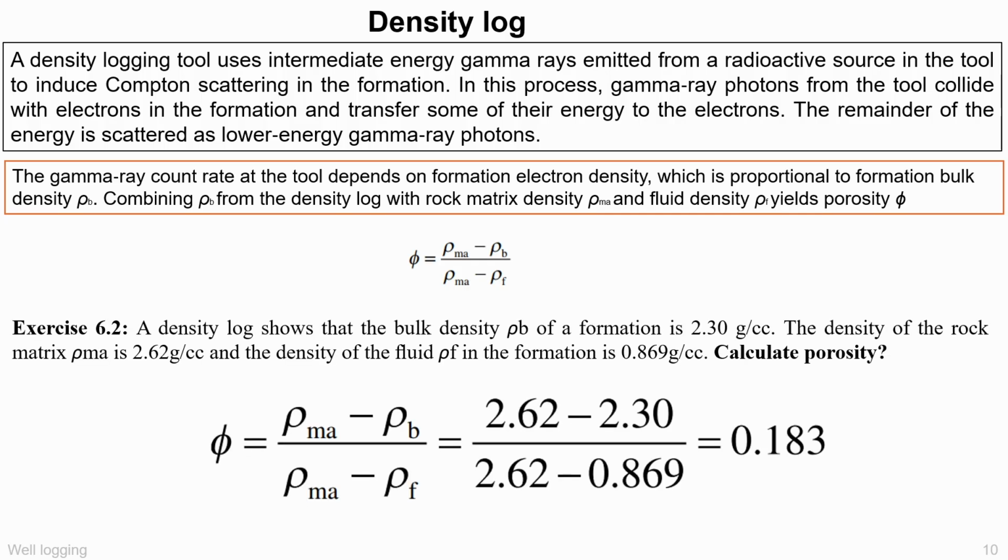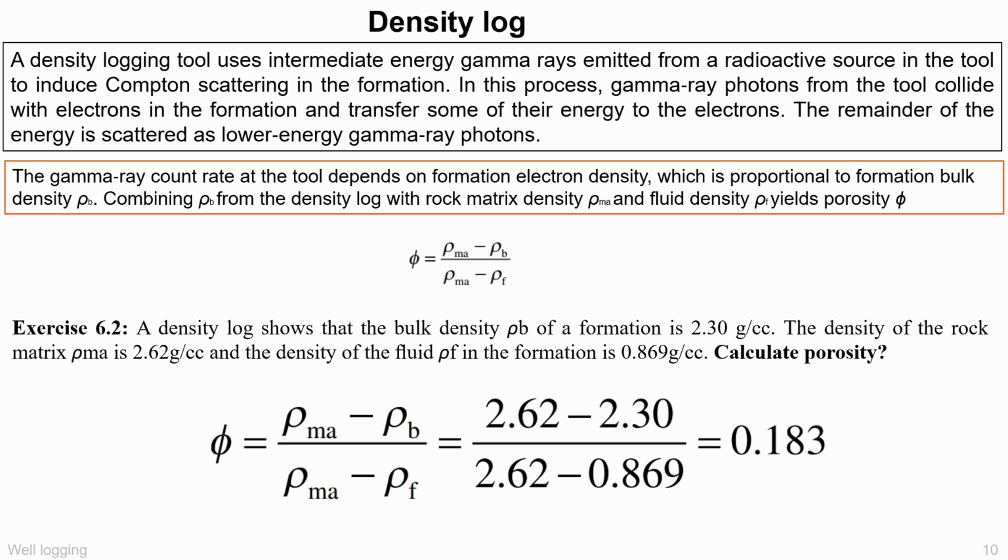This exercise is a great practice. The formation bulk density is 2.30 g/cc, matrix density is 2.62 g/cc, and fluid density is 0.869 g/cc. The goal is to calculate porosity.